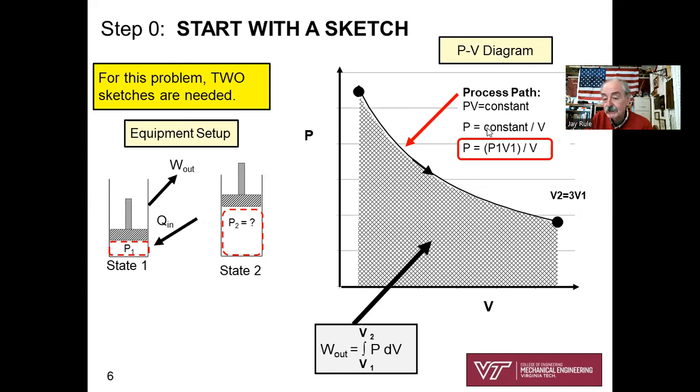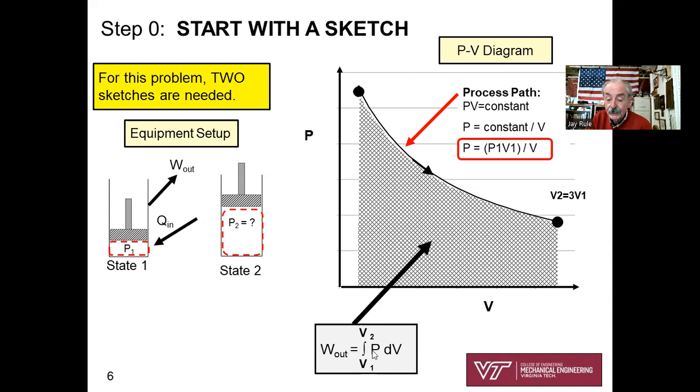Okay. And so P is equal to constant over V. And since, with the given information, you're given P1 and V1, that's the constant. So you might as well write out constant as P1 V1 divided by V. That's the shape of this hyperbola. All right, so that's the setup. You're going to get good partial credit if you get this far.